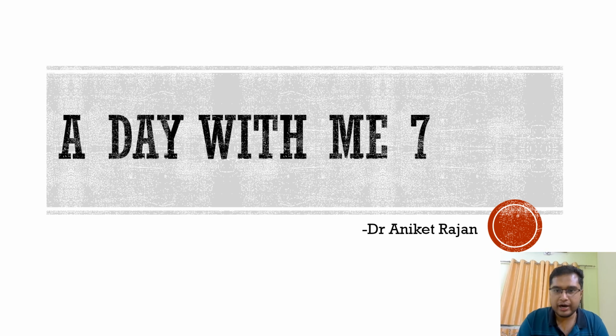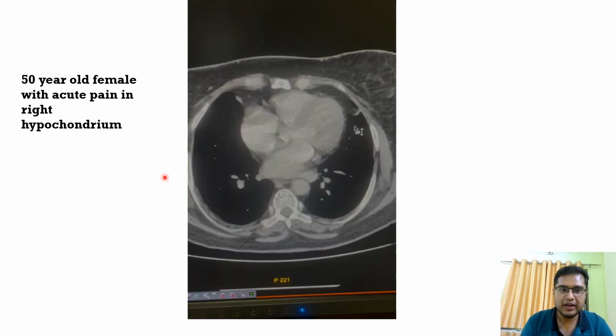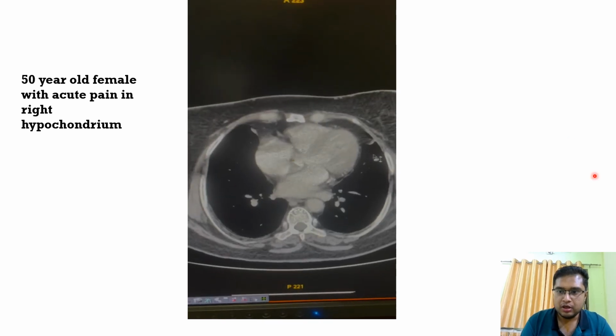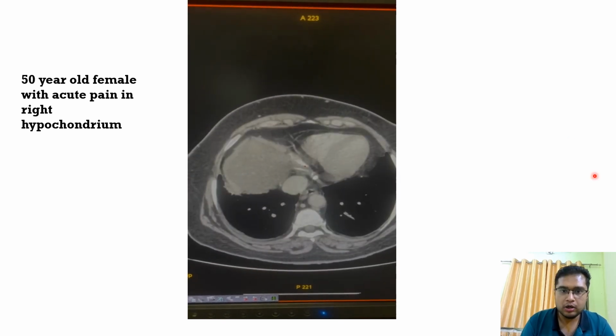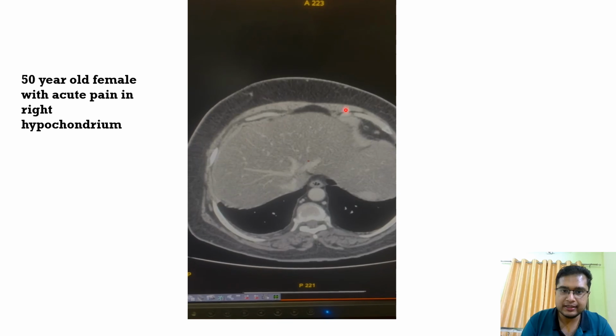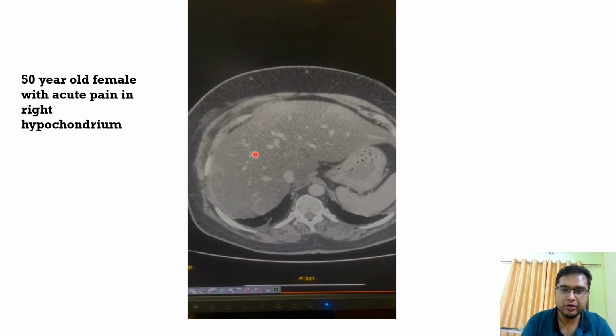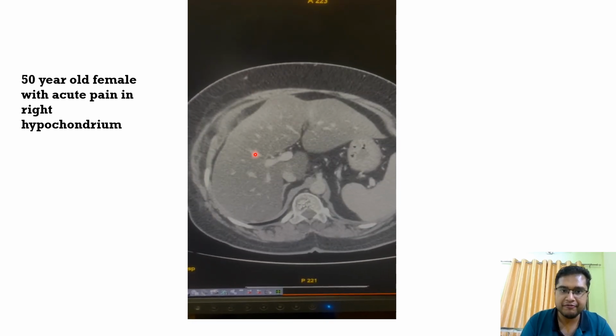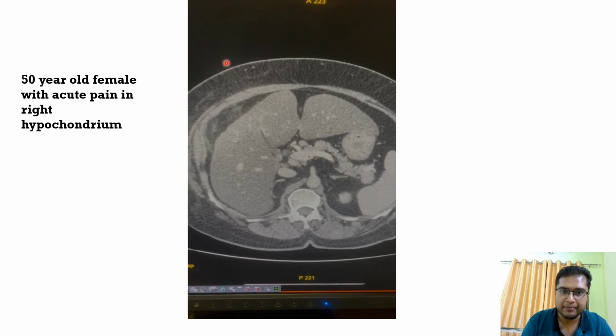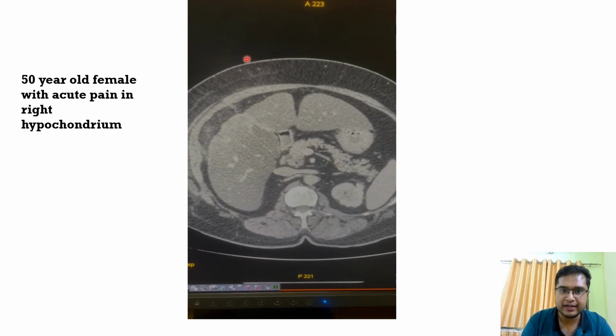So starting with my first case, here we have a 50-year-old female with acute pain in the right hypochondrium, and this is the post-contrast CT abdomen of this particular patient, the axial section. I'm scrolling from cranial to caudal direction, and here we can see that the liver parenchyma has diffusely reduced attenuation, suggestive of fatty infiltration, and anterior to the liver parenchyma in the omentum, we can see there is extensive fat stranding.